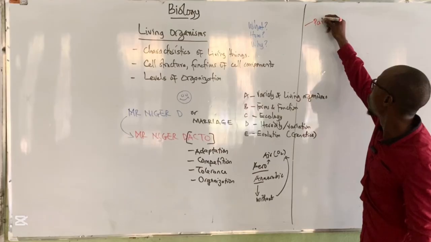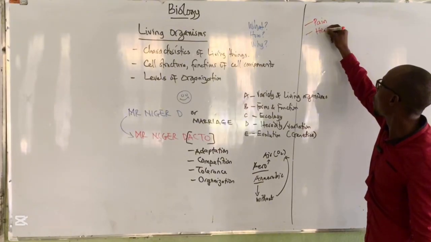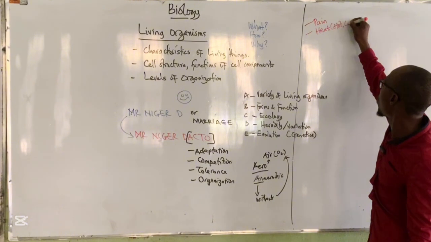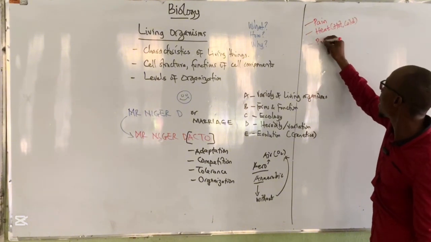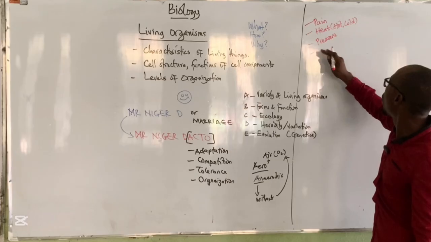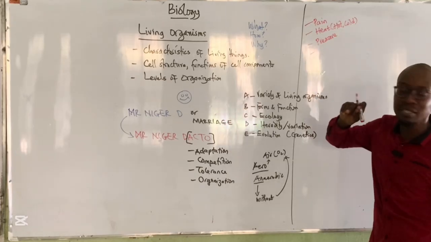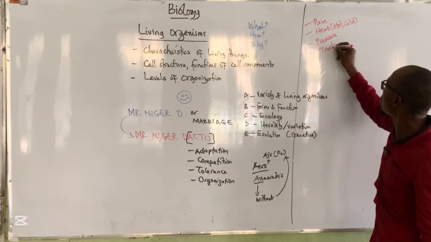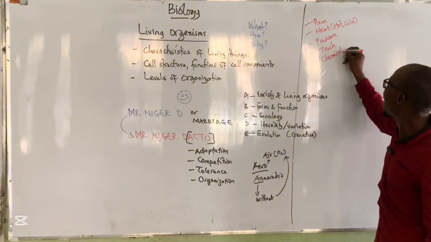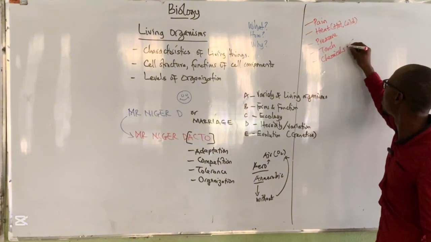Look at the one. We have pain. We have heat. When you give attention to heat, we have what? Hot or what? Cold. Aside heat, we also have what class? Pressure. Or what other things? It could also be what class? Touch. It could also be what class again? Chemicals.